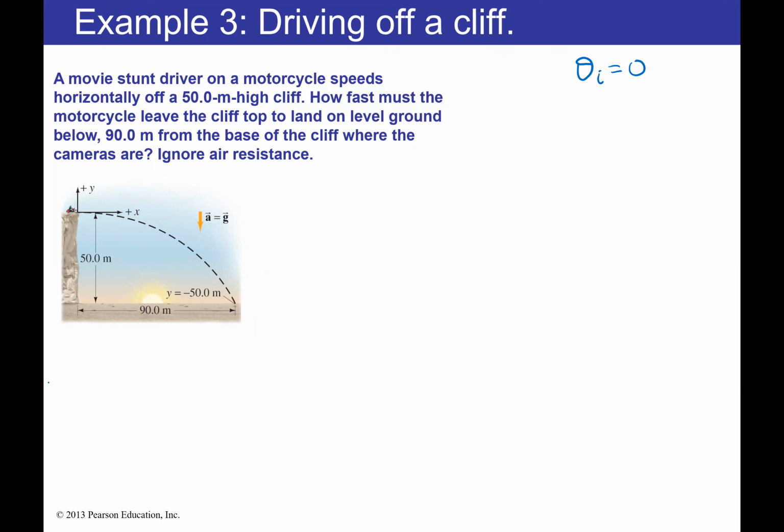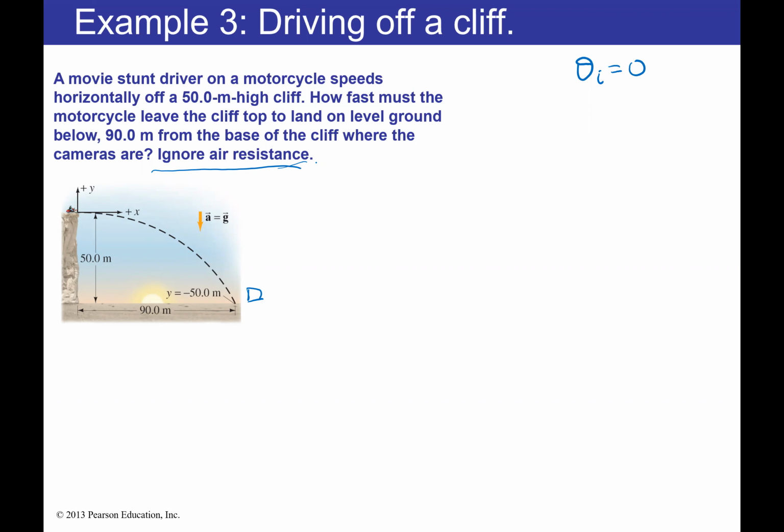So let's see what I have. I have a movie stunt driver on a motorcycle who speeds horizontally off a 50-meter high cliff. How fast must the motorcycle leave the cliff top to land on level ground below, 90 meters from the base of the cliff where the cameras are? The cameras are somewhere over here, let's say. And we're going to ignore air resistance. Good. That means I can treat this as a free fall problem.